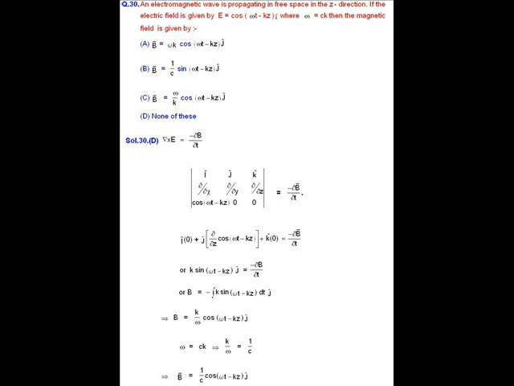MCQ question number 30. An electromagnetic wave is propagating in free space in the z direction. In this question, we have to find out the magnetic field B vector. If the electric field E vector is equal to cos(omega t minus kz) along the x direction, where omega is equal to c into k, where c is the velocity of light and k is the propagation constant.